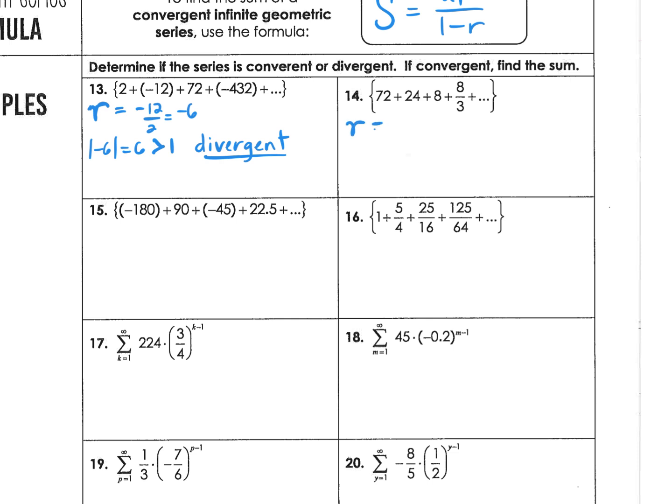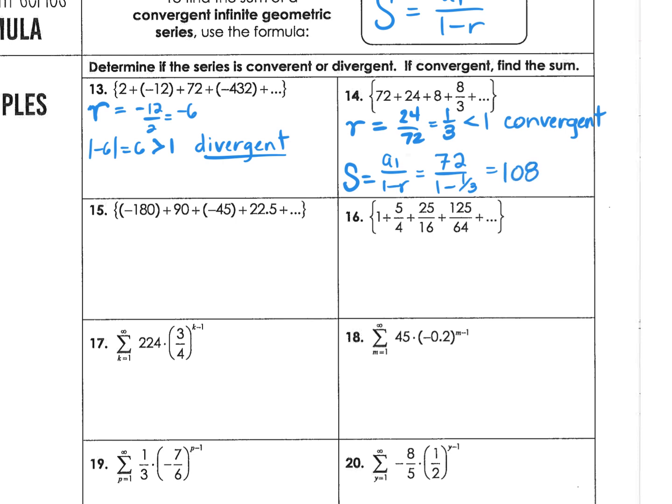First thing we have to find is R. Nick, how would I find R? That's going to reduce to 1/3, isn't it? So is this guy convergent or divergent? Yep, it is less than 1, so it is convergent. Which means we need to find S. So we're going to do A sub 1 over 1 minus R. So that becomes 72 over 1 minus 1/3. So what do you get? 108. It's just that easy, guys.